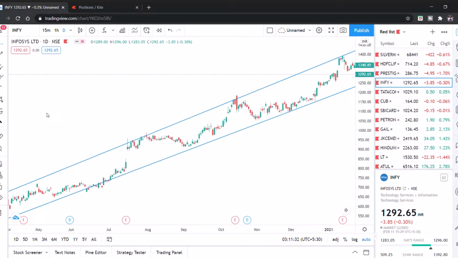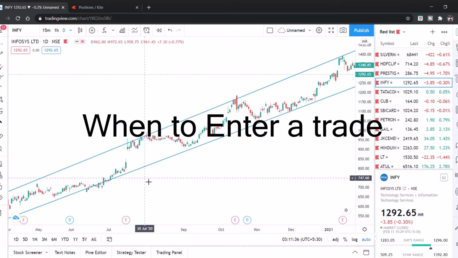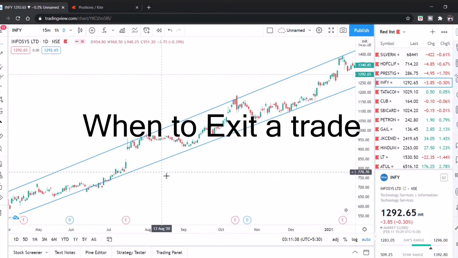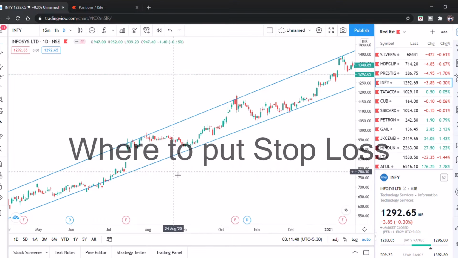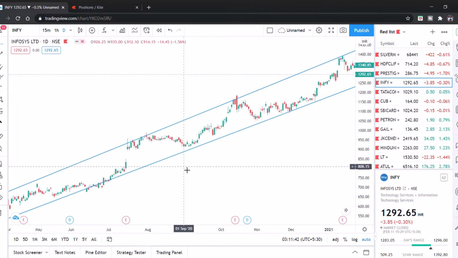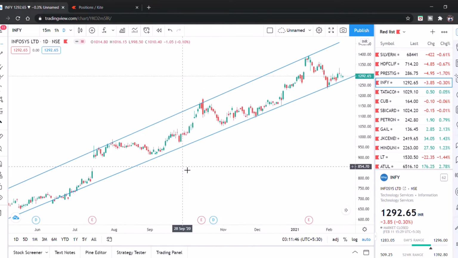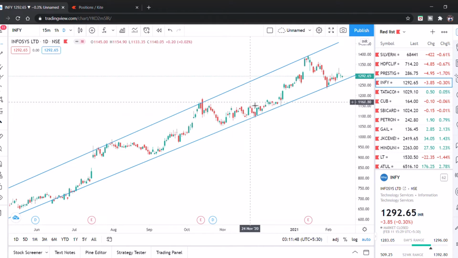Hey, today I'm gonna speak on the three holy grails of trading. That is when to enter a trade, when to exit a trade, and where to put the stop loss. Now, price action trading is a beautiful method and extremely simple, but only if you get those three things right. And here's how it's done.